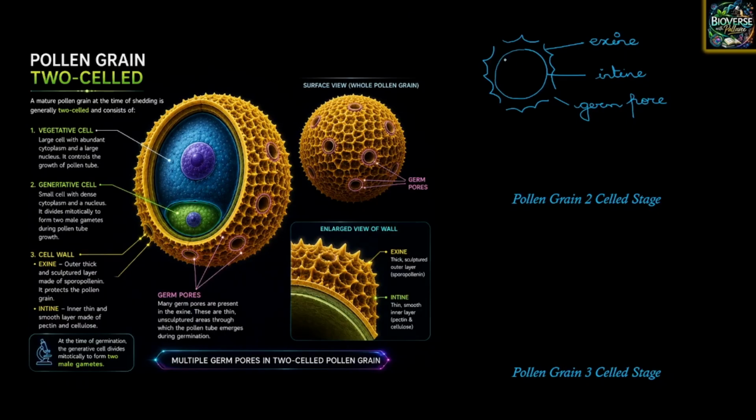Okay, children. Now what we see here is you are going to see the unequal division. Now, when the unequal division is taking place, a bigger cell is going to be formed. One bigger cell and one smaller cell. So the cell that is the bigger one is going to be called the vegetative cell.